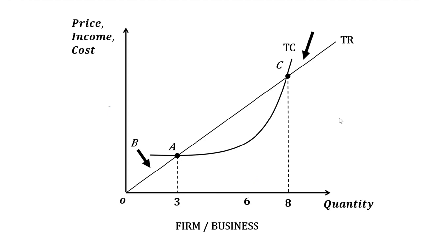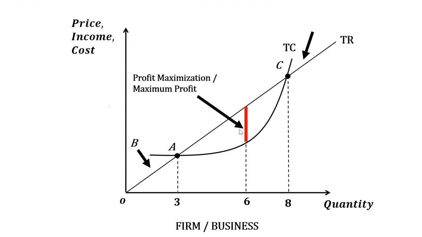Now, where does the firm maximize its profits? The firm maximizes its profits here where the red line is, at six units. Why? Because the distance between the total revenue and total cost curve is the greatest. So this is where the firm maximizes its profits: where the distance between your total revenue and your total cost is the greatest. Thank you very much.